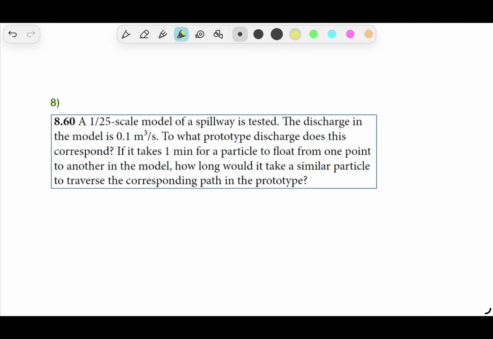We are at question 8 now. This is 8.60. We have a 1:25 scale model of a spillway, and we are testing it. The discharge in the model is 0.1 cubic meter per second. So to what prototype discharge does this correspond? And if it takes 1 minute for a particle to float from one point to another in the model, how long would it take a similar particle to traverse the corresponding path in the prototype?